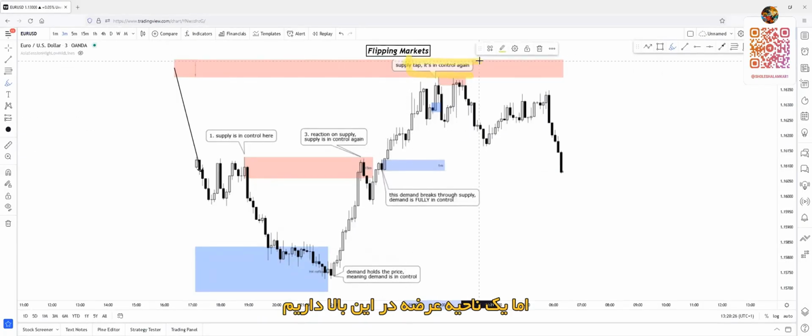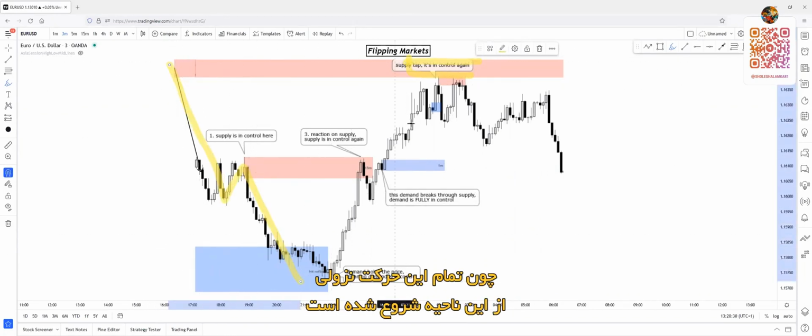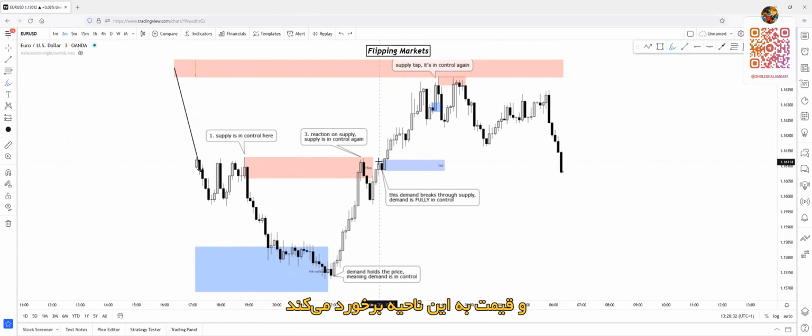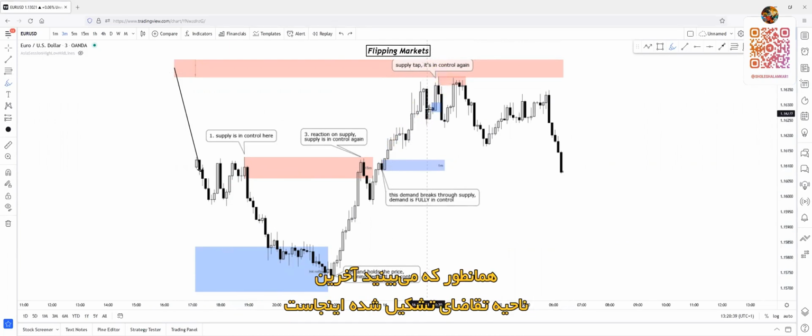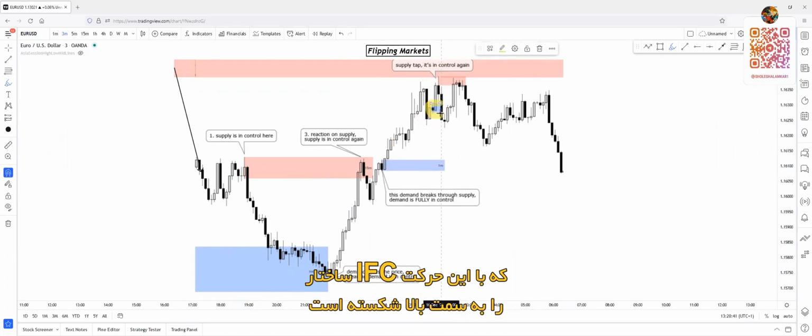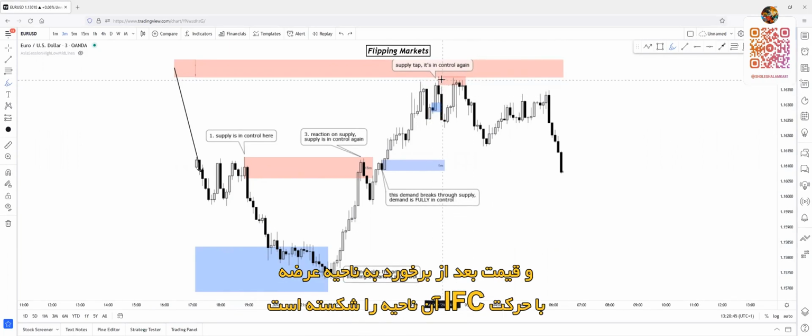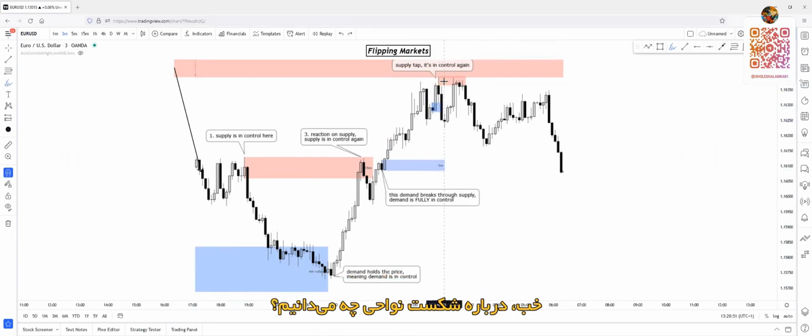But we have a supply zone up here, which was the extreme of the move because it started the whole bearish order flow. And the price actually tapped this supply zone, which means supply took over control from demand again. And as you can see, we have this last demand zone right here, which created the inefficient movement and the break of structure to the upside. And price broke through that zone with this inefficient movement after the supply tap. So what do we know about zone breaks?